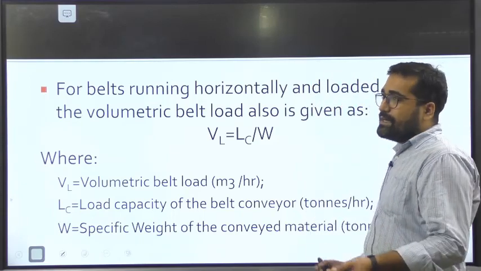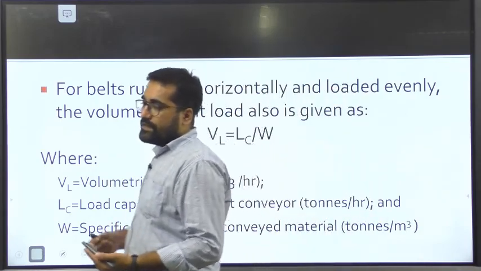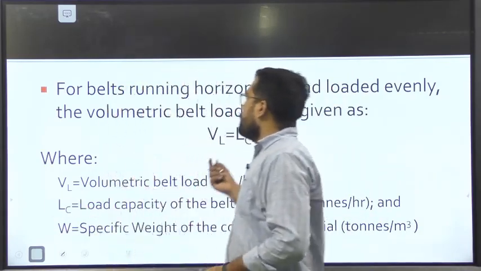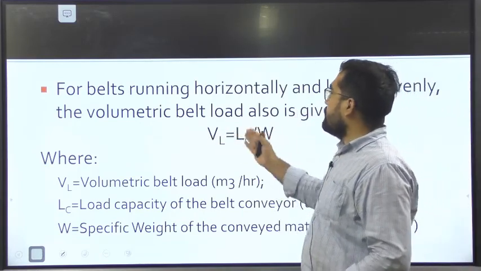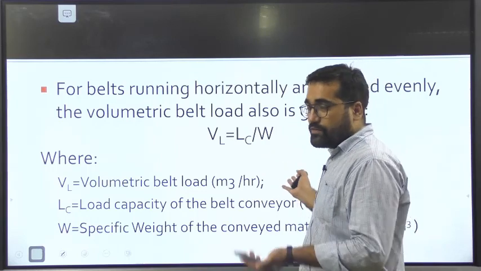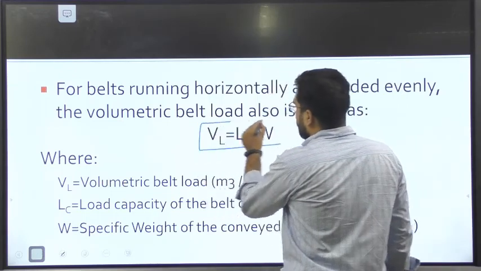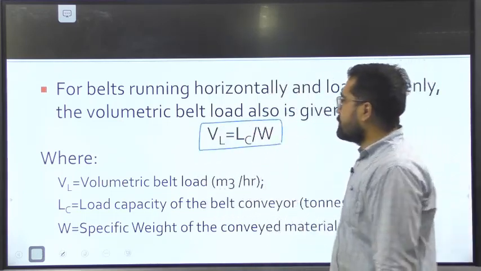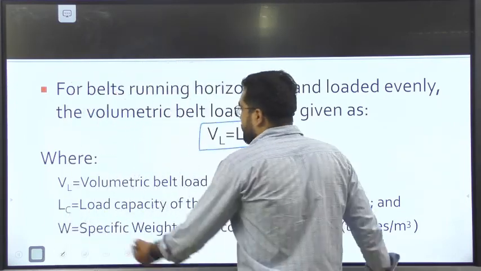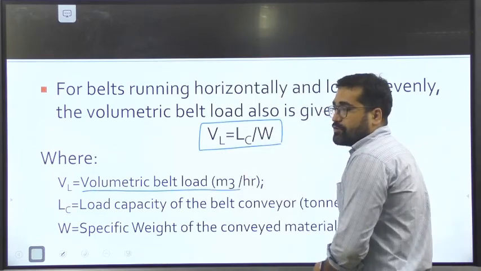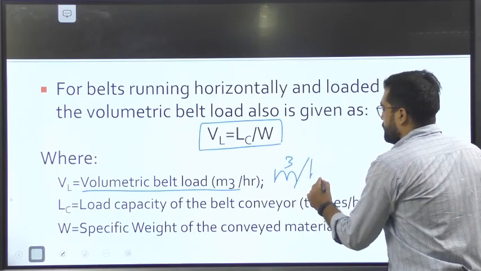There are some belts which are running horizontally, and there are some belts which are running vertically. Now for a belt running horizontally and loaded evenly, the volumetric belt load is given as VL equals LC divided by W, where VL is the volumetric belt load in meter cube per hour.